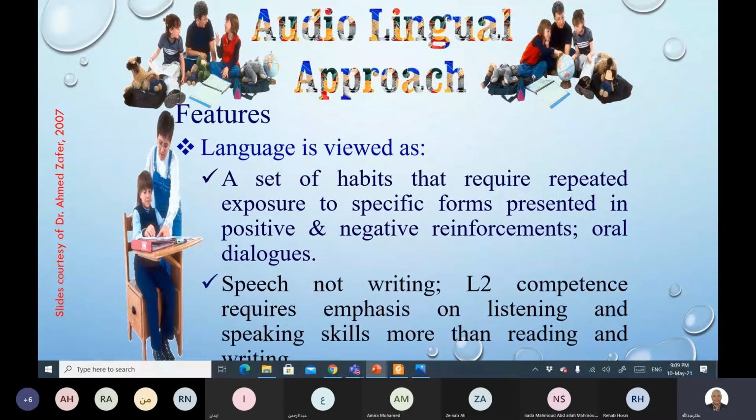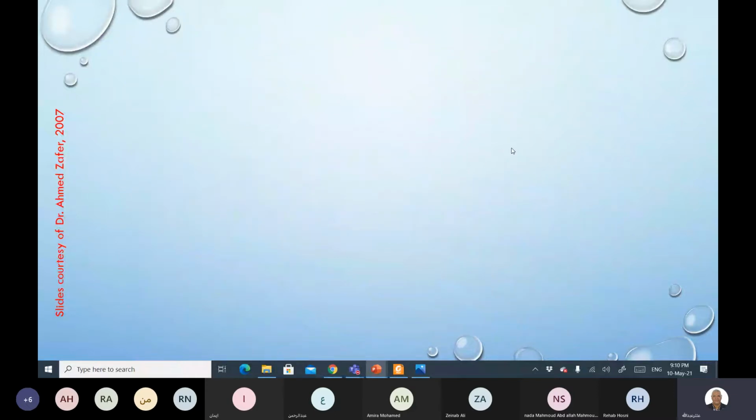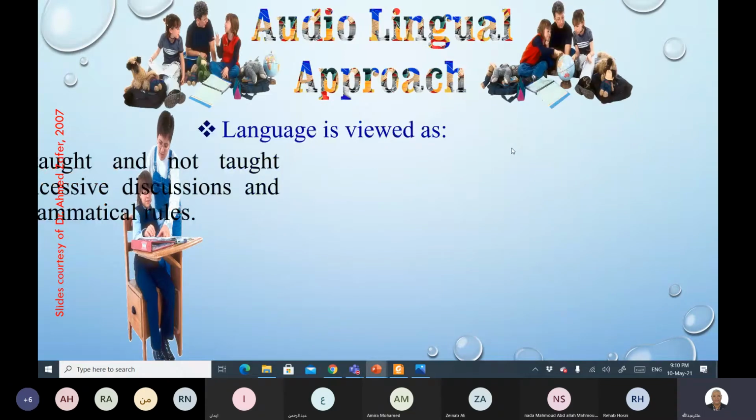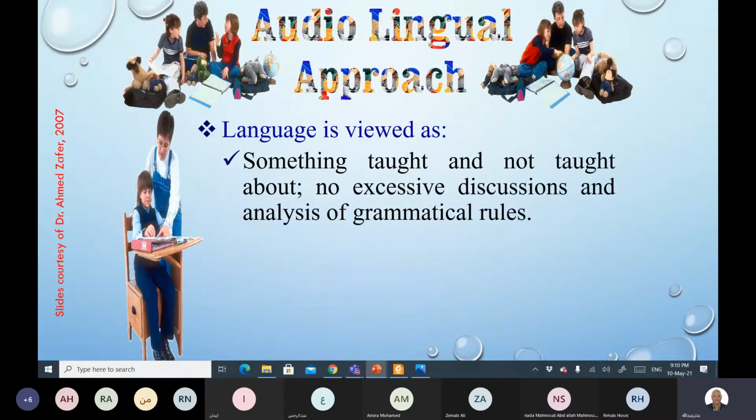Second, speech is more important than writing. You may remember that in the video clip that you have watched, the teacher did not write on the blackboard except at the end of the lesson. So the whole lesson was speech and repetition more than writing. Language competence here emphasizes listening and speaking more than reading and writing. In addition, we have another feature: language is viewed as something that is taught and not taught about. Meaning the teacher is teaching the language, not teaching about the language.